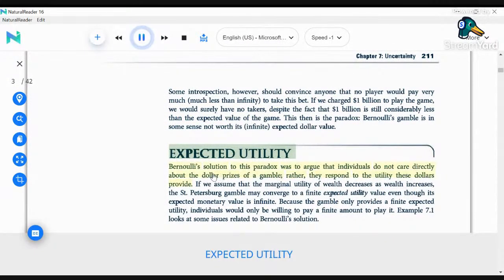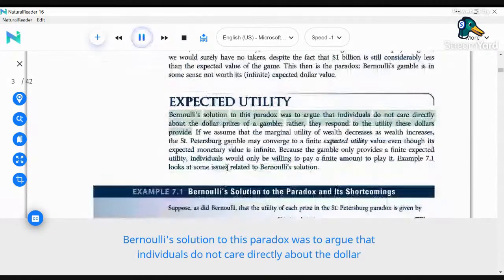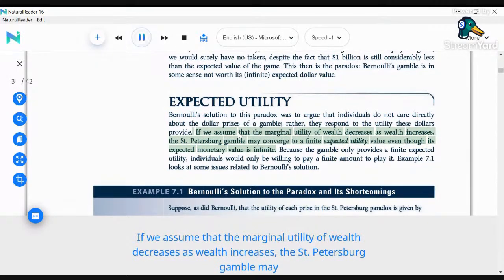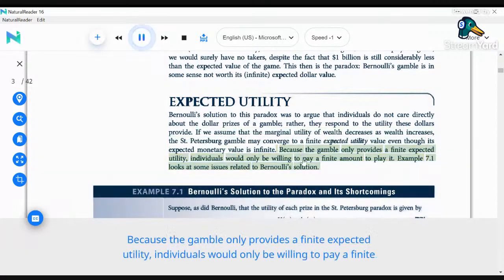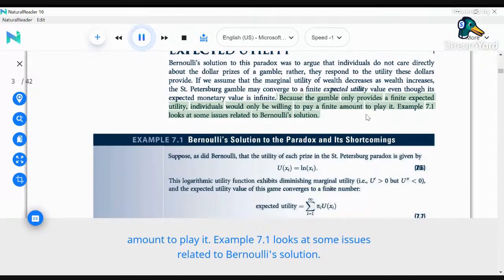Expected utility. Bernoulli's solution to this paradox was to argue that individuals do not care directly about the dollar prizes of a gamble, rather, they respond to the utility these dollars provide. If we assume that the marginal utility of wealth decreases as wealth increases, the St. Petersburg gamble may converge to a finite expected utility value even though its expected monetary value is infinite. Because the gamble only provides a finite expected utility, individuals would only be willing to pay a finite amount to play it. Example 7.1 looks at some issues related to Bernoulli's solution.